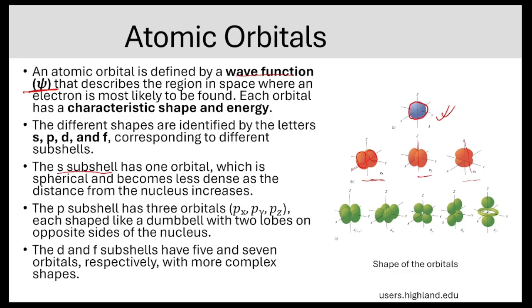Similarly, for the d subshell, we can see there are 5 different orbitals, and the shapes of these orbitals are complex. If we move further, for example, to the f subshell, f orbitals, we will have even more complex shapes. We will talk about how to draw and calculate the electron configurations in the next video.